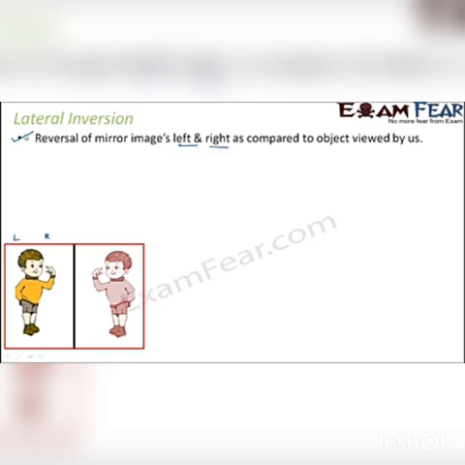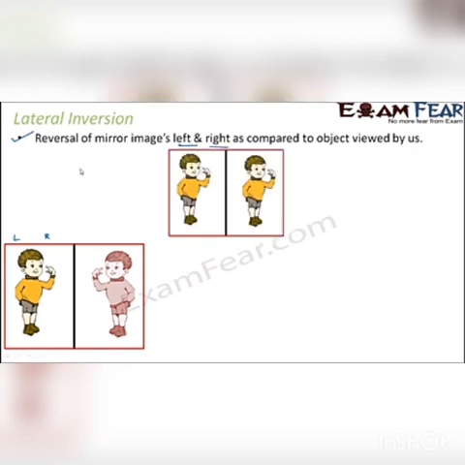Now for a while, let us just assume that there is no lateral inversion. In that case, the image should be like this. If we assume that lateral inversion should not happen, why should it happen? From our knowledge, whatever we have gained till now, we know that the distance of the object from the mirror is equal to the distance of the image from the mirror. So if this is your mirror and this is the object, then this has to be the image, and this distance is equal to this distance.